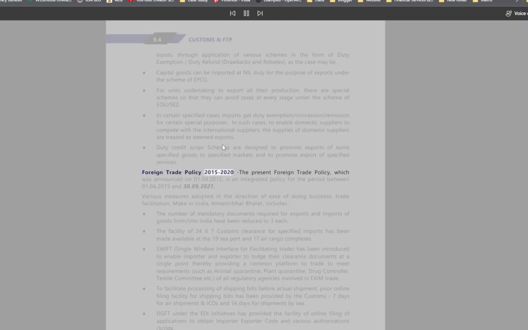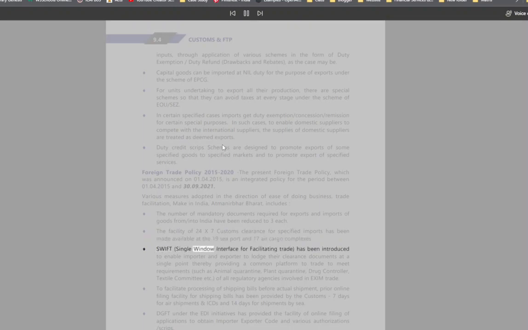Foreign Trade Policy 2015-2020. The present Foreign Trade Policy, which was announced on January 4, 2015, is an integrated policy for the period between January 4, 2015 and September 30, 2021. Various measures adopted in the direction of ease of doing business, trade facilitation, Make in India, Atmanirbhar Bharat, include: The number of mandatory documents required for exports and imports of goods from/into India has been reduced to 3 each. The facility of 24/7 customs clearance for specified imports has been made available at the 19 seaports and 17 air cargo complexes.